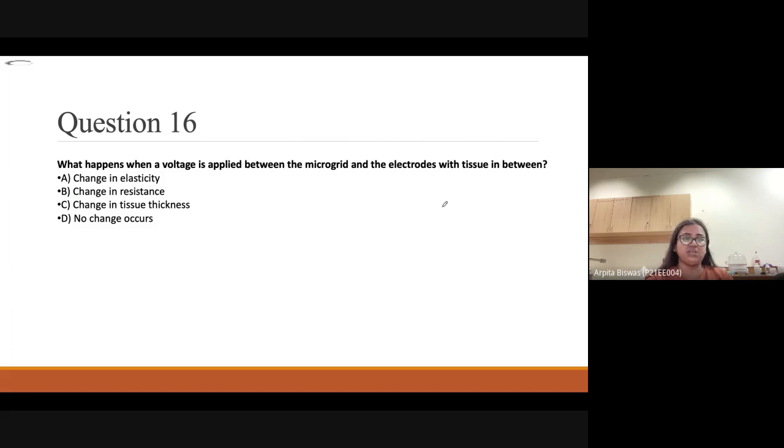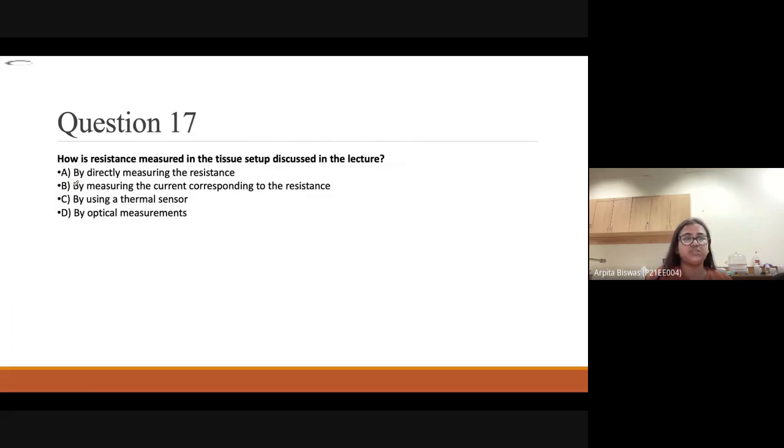First option is change in elasticity. The second option is change in resistance. Third is change in tissue thickness. And the fourth is no change occurred. So the right option is change in resistance. Okay. Next, move toward question number 17.